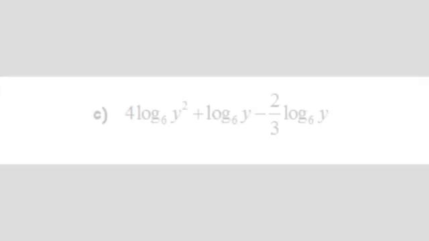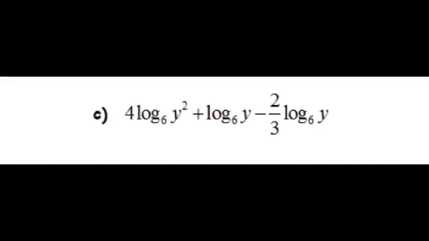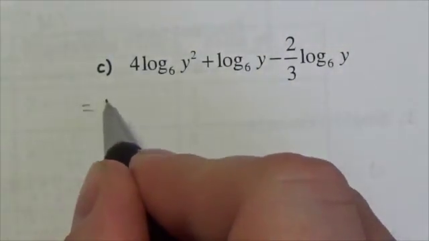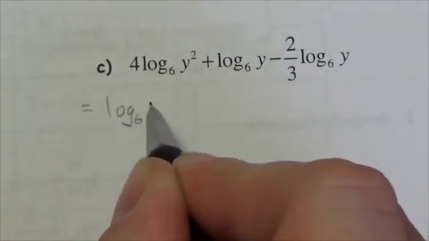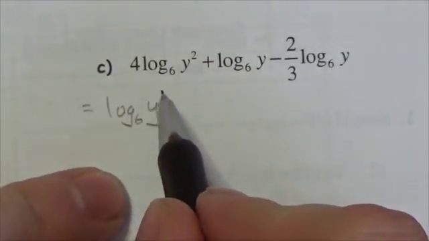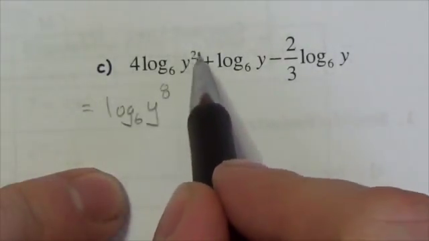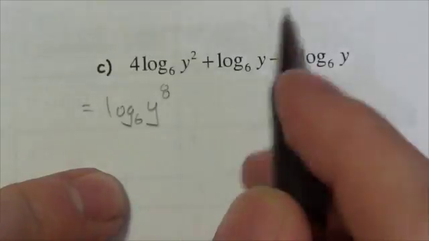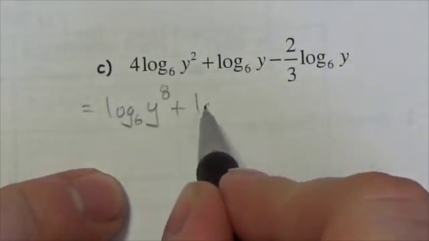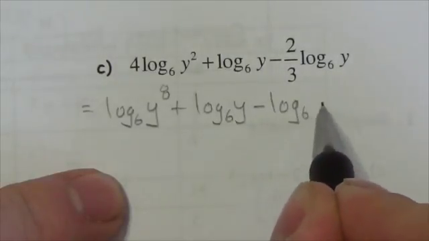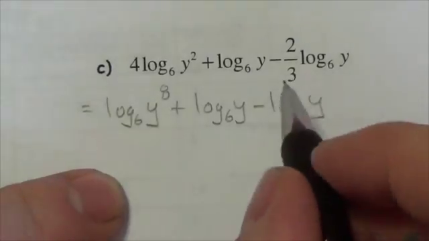4 times the log base 6 of y squared plus the log base 6 of y minus 2/3 the log base 6 of y. Okay, and finally here out of this group, again, 2 steps, 1 log. So the first thing I'm going to do is bring up that 4. So log base 6 of y, this is going to be y squared to the 4, so y to the 8. There was a square there. I'm going to bring that up as an exponent. I'm going to multiply them together. There was no coefficient in this second term, so log base 6 of y. And then this last term becomes the log base 6 of y to the 2/3.